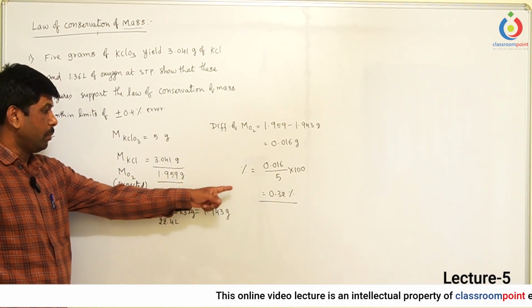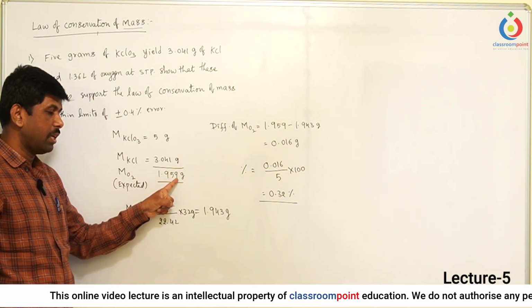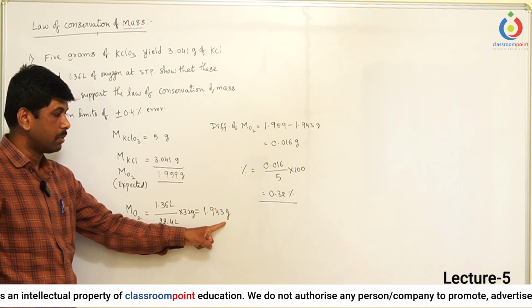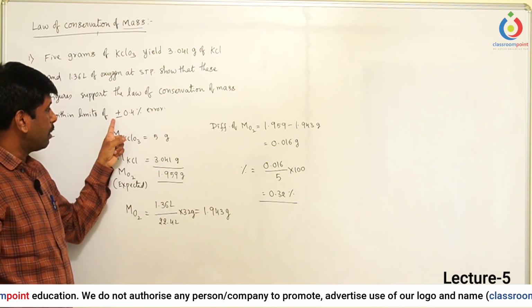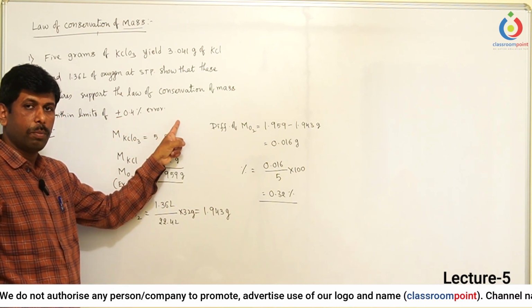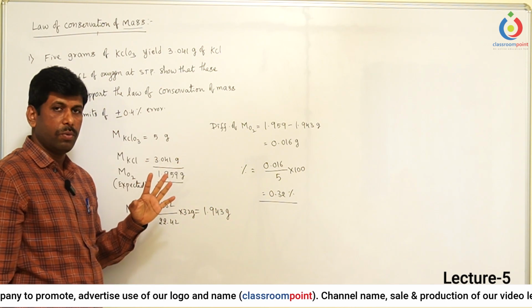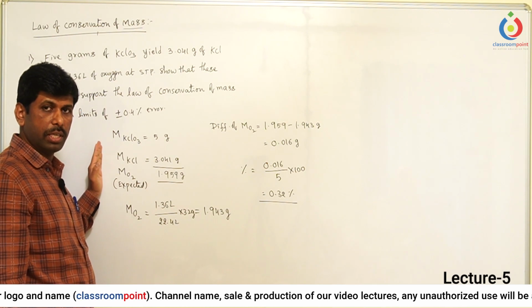So 0.32 means it is a loss actually, because the expected mass is 1.959 grams, but actually we obtained 1.943 grams. So there is a loss. Loss means minus percentage. So they said either minus 0.42 plus 0.4. So it is actually within the limit of minus 0.4 percentage. So the law of conservation of mass is satisfied and supported.